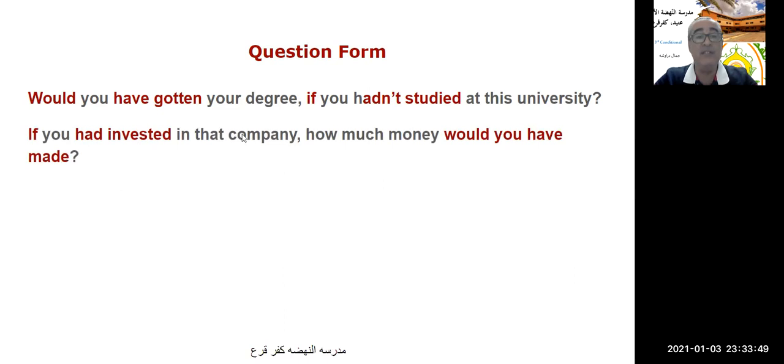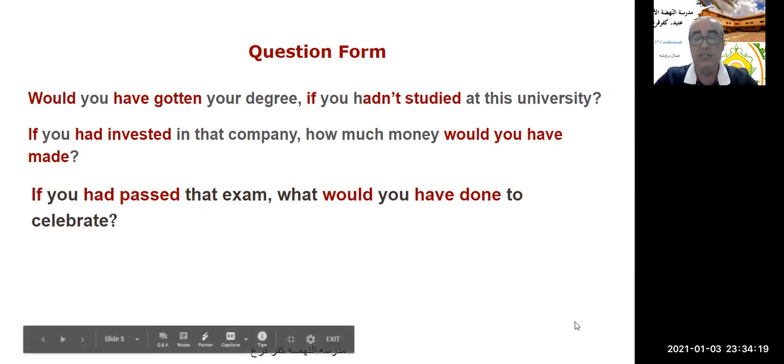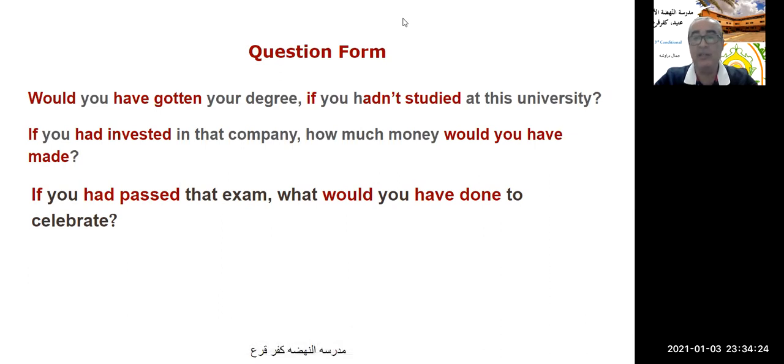If you had invested in that company, how much money would you have made? We start with the if, plus the subject, plus had invested, past perfect, and the continuation of the question. How much money would you have made? If you had passed that exam, what would you have done to celebrate? Again, we are asking about something imaginary.